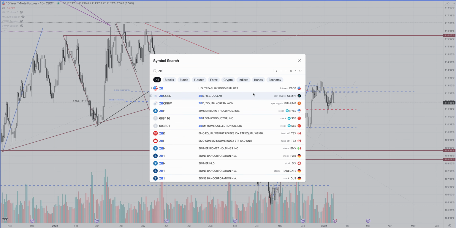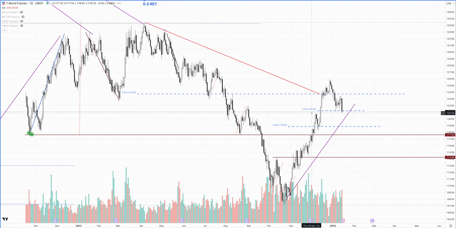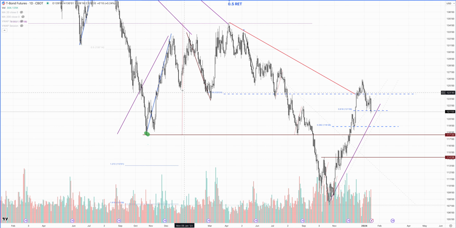Long bond futures. This is the daily chart of the U.S. Treasury. This one is down nearly 2 points today. That's quite a lot for the long bond futures. Here, this one actually did go above its bearish symmetry.